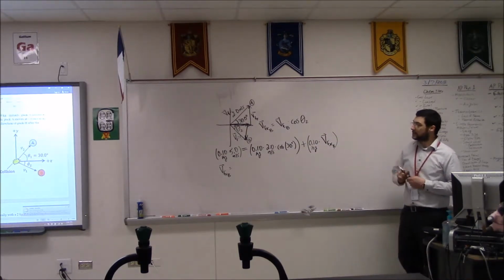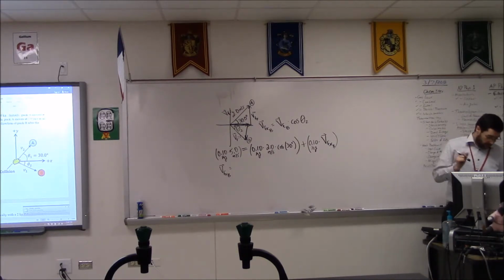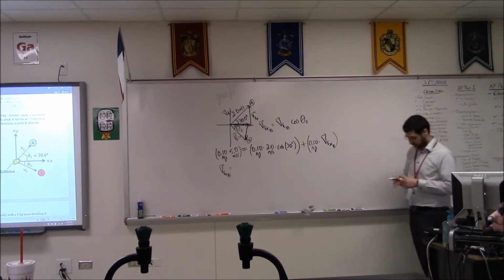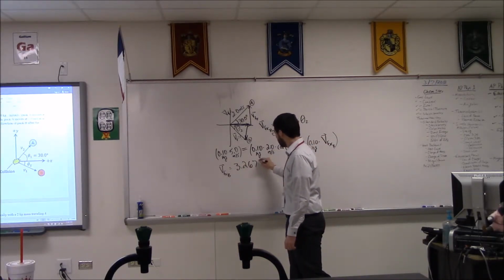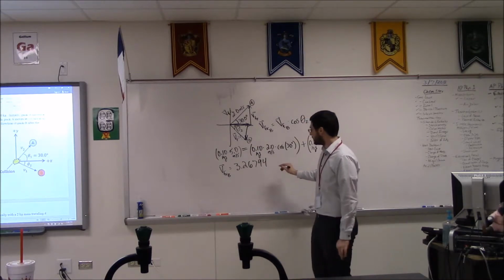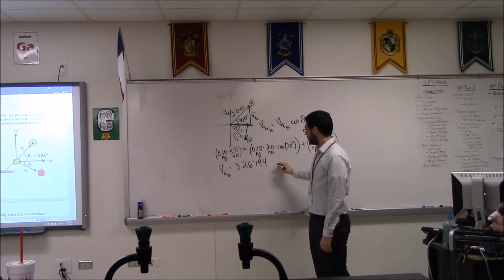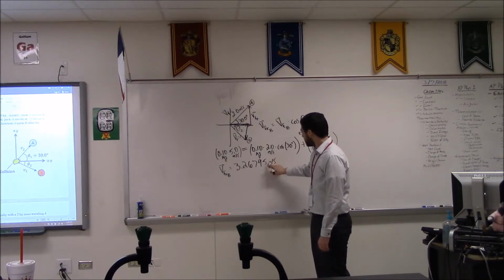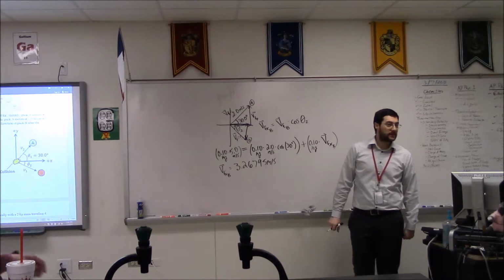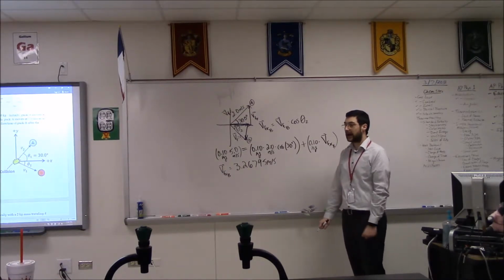All right, so what is the final velocity in the x-axis of puck B? 3.26795. 3.26794. Anything else? 9. 9.5. Cool. All right, so that is the x-axis part of this. Now let's go through and do the y-axis part.